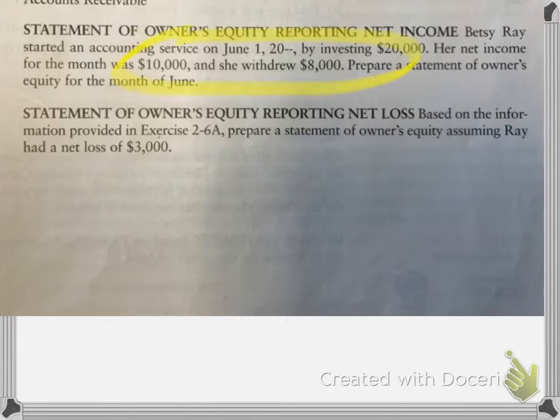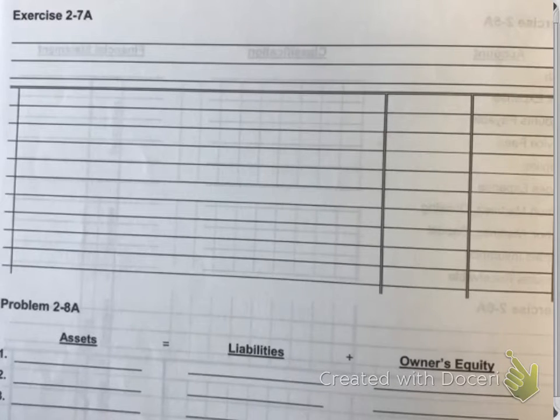So everything's the same up here, except that instead of a net income of $10,000, we have a net loss of $3,000. So using that information, we're going to prepare the statement of owner's equity. If you remember, on this statement we first must complete the heading. The name of the business is always on the first line, Betsy Ray's Accounting Service for this problem.